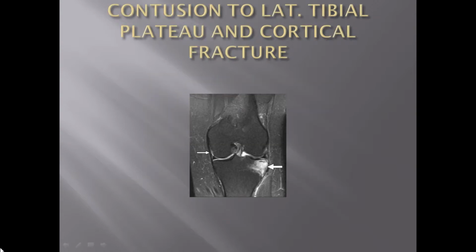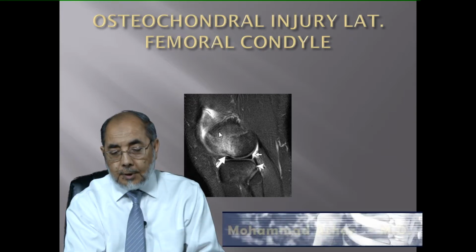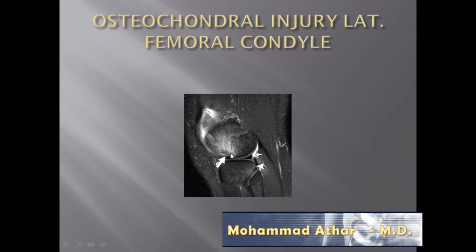So, here is an example of a compressive load causing bone marrow edema at the lateral tibial plateau, and there is a small cortical fracture. On the opposite side, there is increased T2 signal in the deeper part of the medial collateral ligament, secondary to a minor ligament strain. This is another example of a compressive load causing bone marrow edema in the lateral femoral condyle, and then there is a small fracture in the subcortical bone.